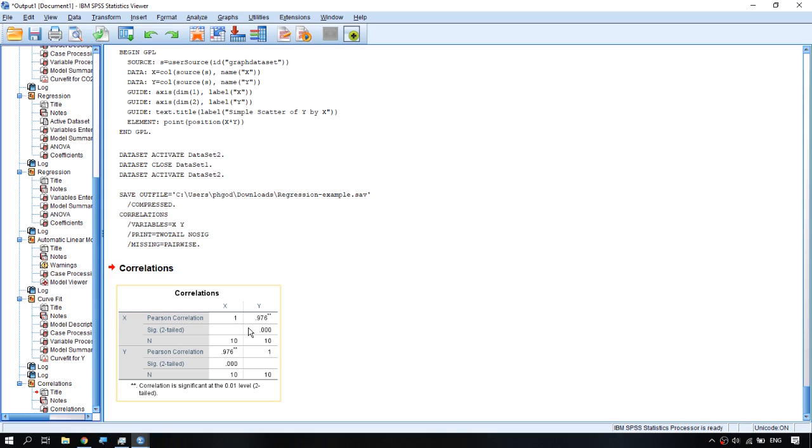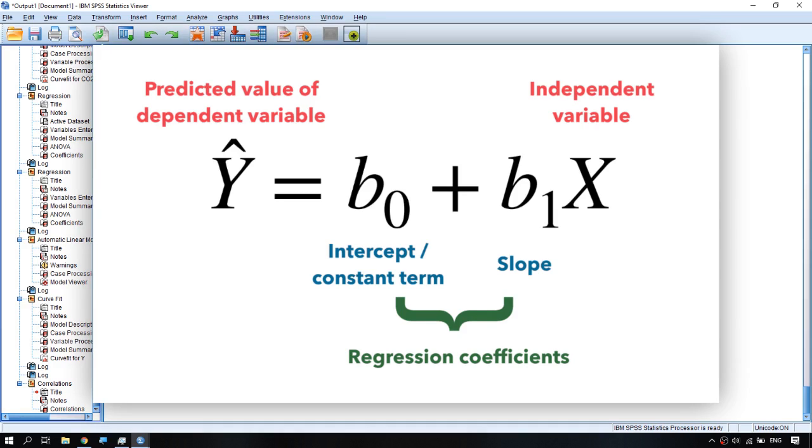But this is not yet regression analysis. In regression analysis, what we are interested in is not only how well the 2 variables fit into a straight line, but more importantly, what the straight line looks like. And mathematically, it means we want to know the mathematical equation of the straight line.